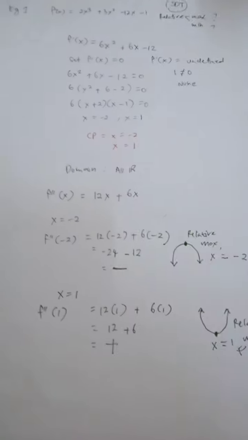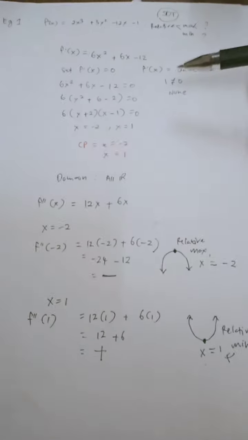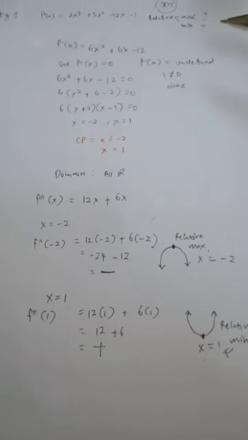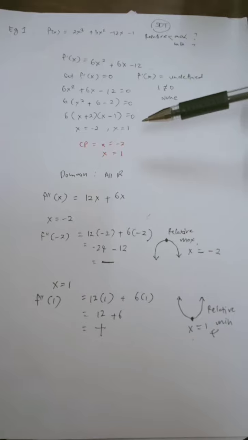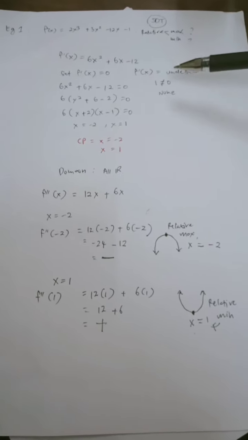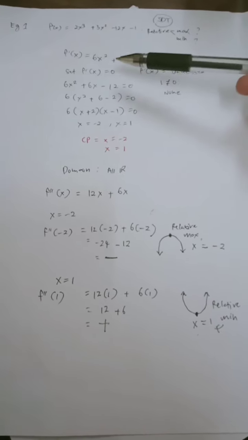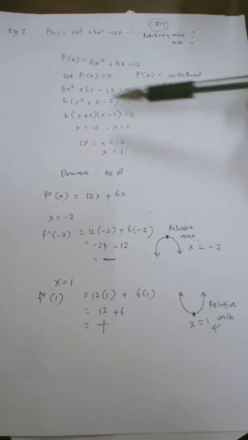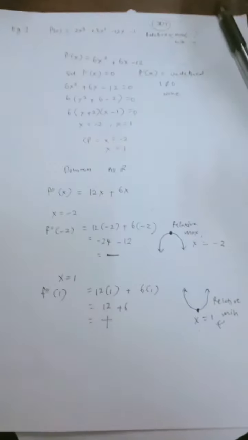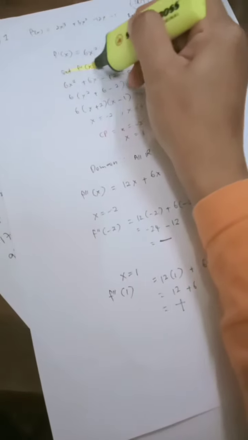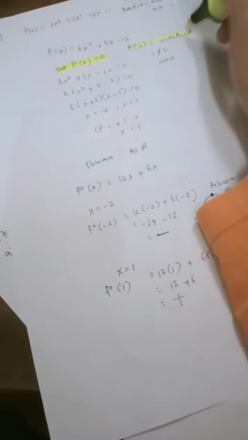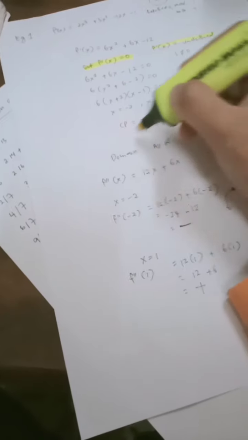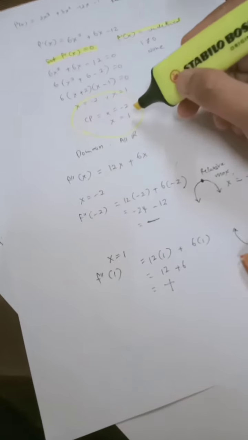I hope you understand. I will do some very short notes for this topic. First step, we find the critical values by using the first order derivative. We set f prime x equal to 0 and undefined, just to find the critical points.